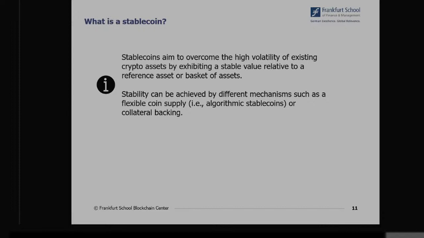And this is a topic stablecoins address, because stablecoins are crypto assets which have a low volatility. So they aim to overcome the high volatility of currently existing crypto assets by exhibiting a stable value relative to a reference basket of assets. So what this basically means is that a stablecoin is backed by something. It can be, for example, fiat currencies such as euro, US dollar, yen, whatsoever. It can also be real assets, for example, gold, in theory also real estate, but also financial assets such as government bonds. So it can really be a lot which is backing, but there is something actually behind the coin, making it more stable, so that it is not fluctuating that intensively.